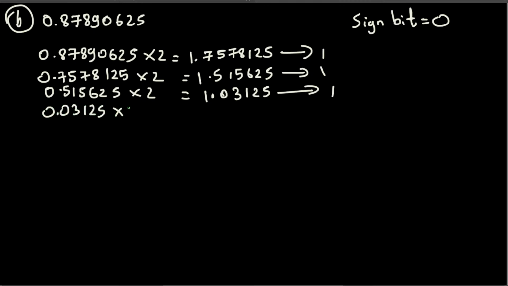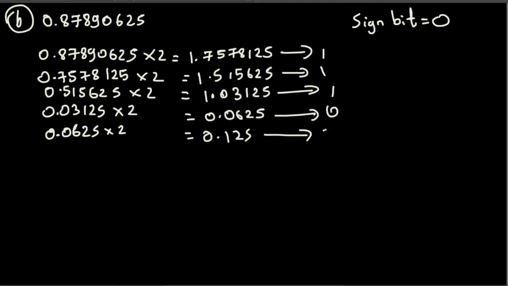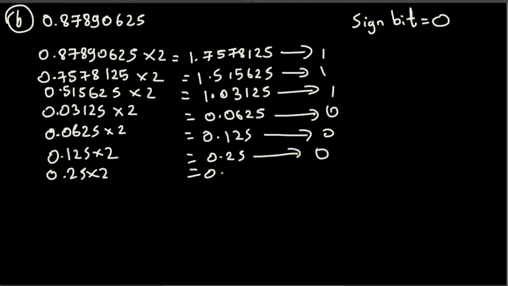0.03125 multiplied by 2, that gives us 0.0625, and here we have 0 in front, and then 0.0625 multiplied by 2, that is 0.125, here we have 0 in front, and 0.125 multiplied by 2, that is 0.25, 0 in front, 0.25 multiplied by 2, that is 0.50, 0 in front, 0.50 multiplied by 2, that is 1.00, 1 in front.